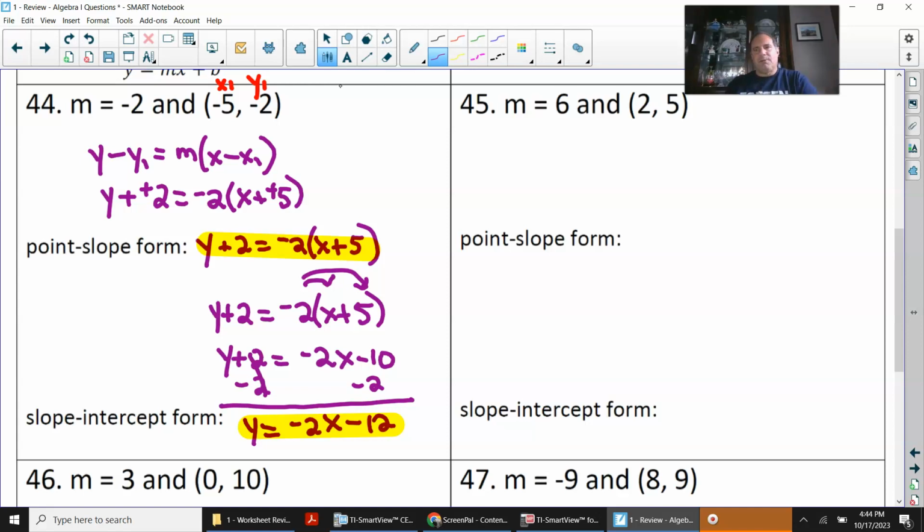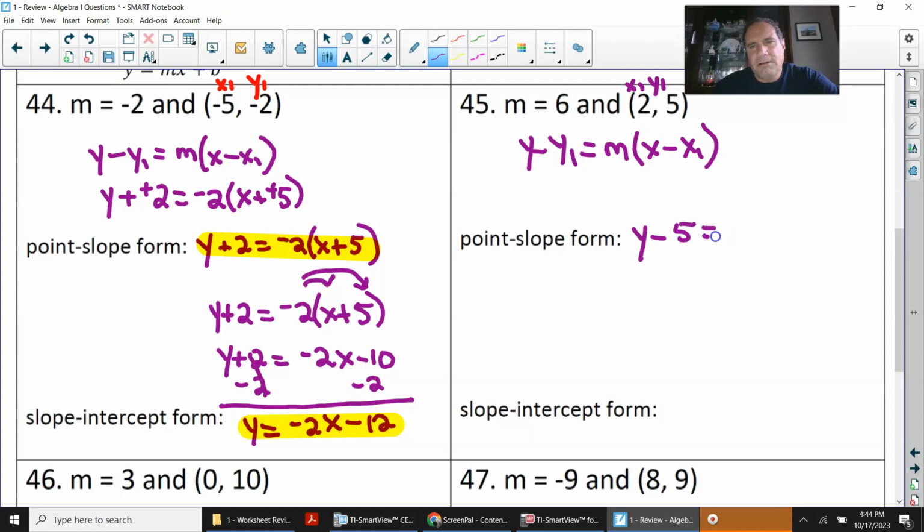All right, number 45. Again, the first thing you do is label. Point slope form is y minus y1 equals m times x minus x1. So I'm going to substitute the numbers in. Y minus 5 for y1. The slope is 6, and x minus 2 is x1. That is point slope form. You really don't have to do anything else. There are no double negatives.